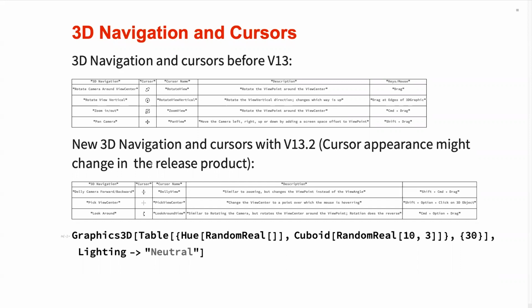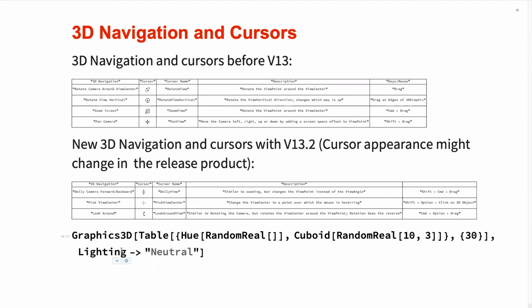But for 13.2, we add 3 more 3D navigations. One of them is the camera dolly. It is kind of like zooming, but the difference from zoom is that it is not just changing the view angle. If there are objects in front of you, you cannot get rid of them by zooming, but you can with camera dolly. What it does is just move the actual camera viewpoint, so it can go through the object.